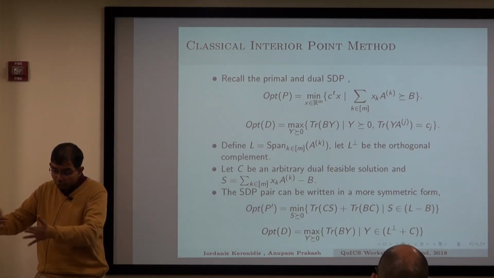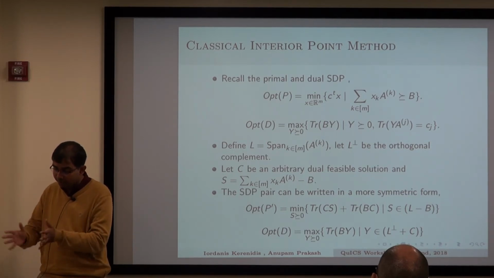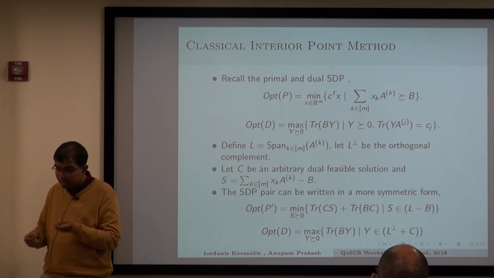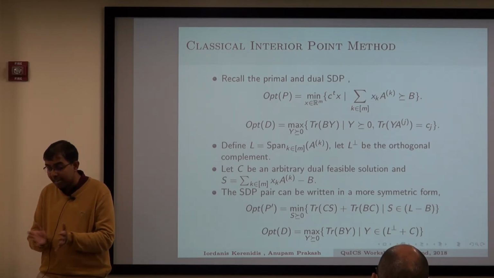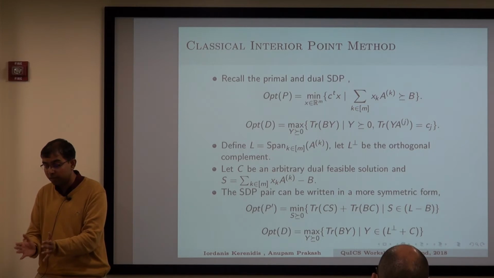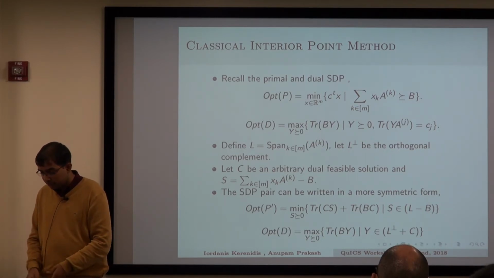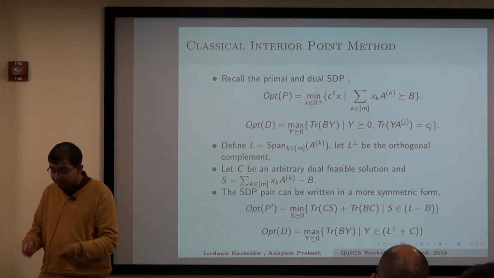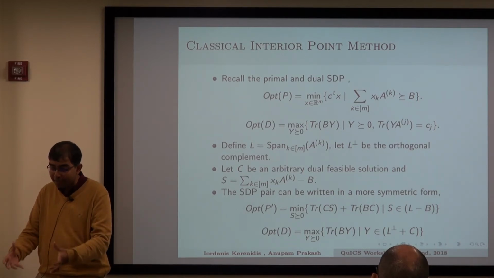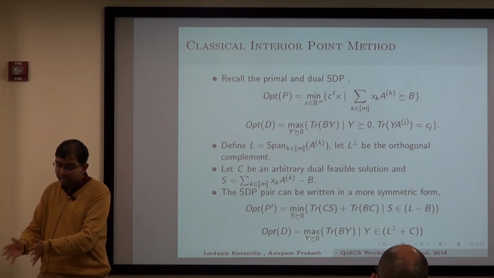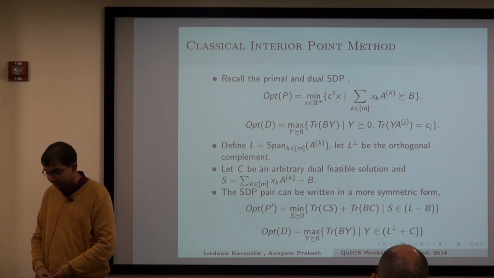So let's begin by recalling the primal and dual SDPs. So it's the same as before. So let's introduce some notation. Let L be the span of all the A_i's. So it's the span of all the input matrices, and let L perp be the orthogonal complement. So this L is a matrix space, like it's a space of n by n matrices. And let C be an arbitrary dual solution, and let S be what's called the slack matrix. So it is the sum of x_k A_k minus B, which is supposed to be PSD.